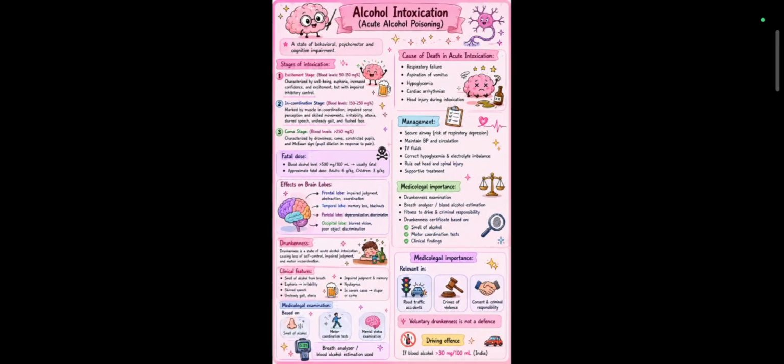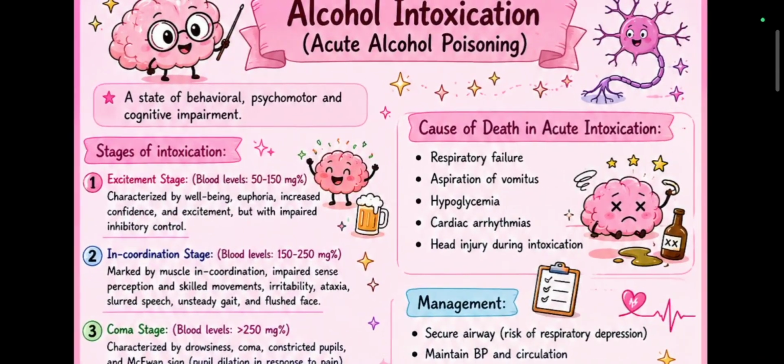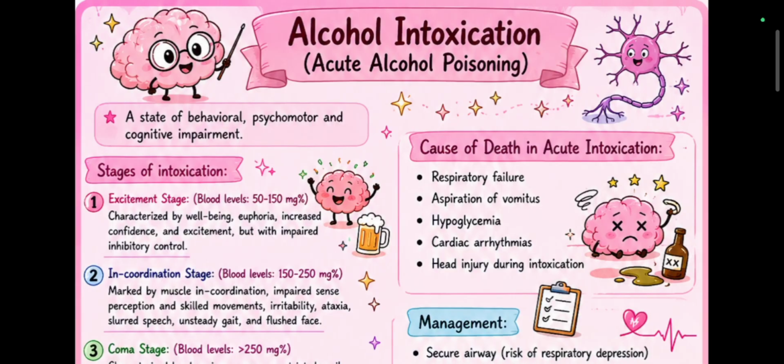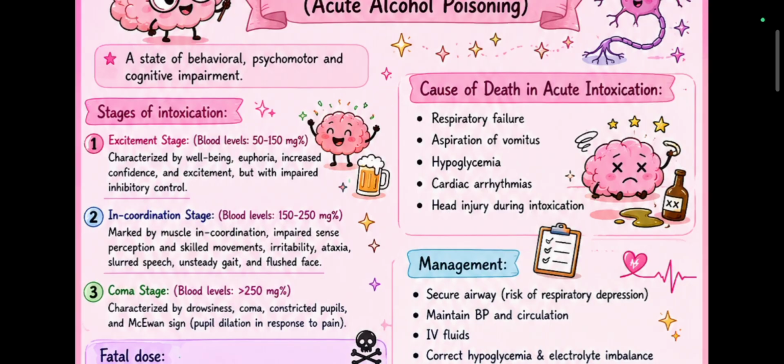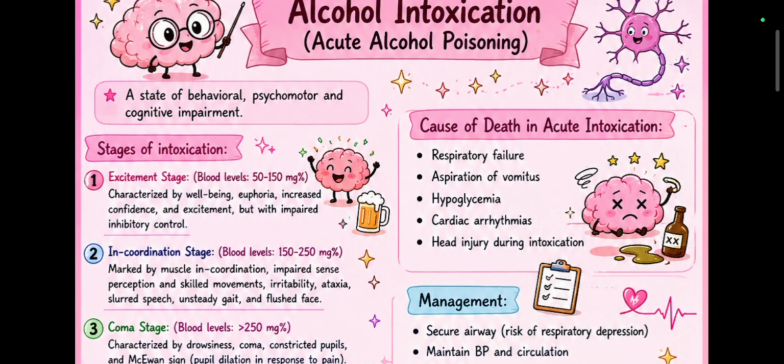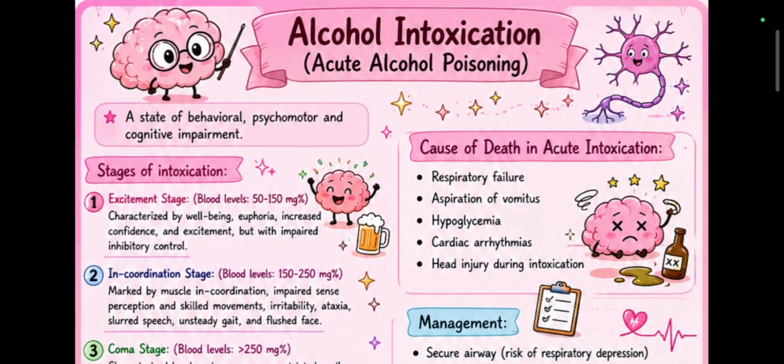Now we'll be learning about alcohol intoxication, or acute alcohol poisoning. It is a state of behavioral, psychomotor, and cognitive impairment. There are 3 stages of intoxication: the excitement stage, the incoordination stage, and the coma stage. So we all know alcohol poisoning is a state of behavioral, psychomotor, and cognitive impairment, nothing new in this.